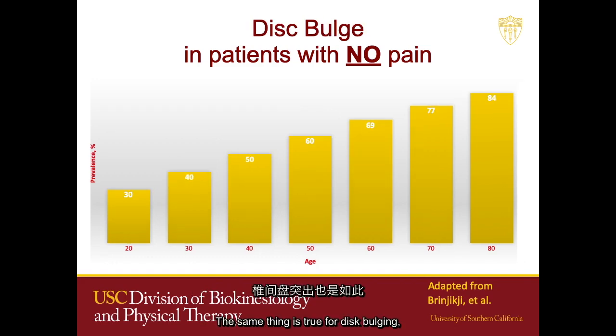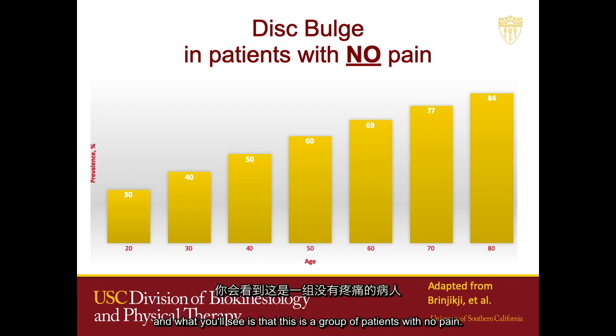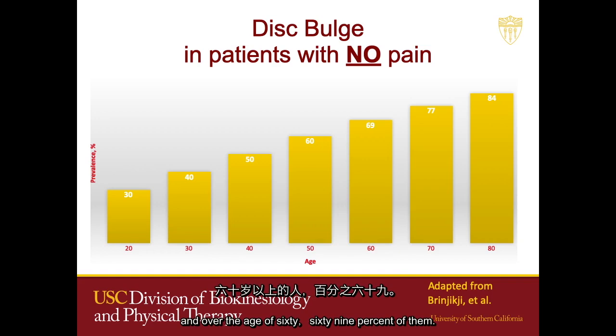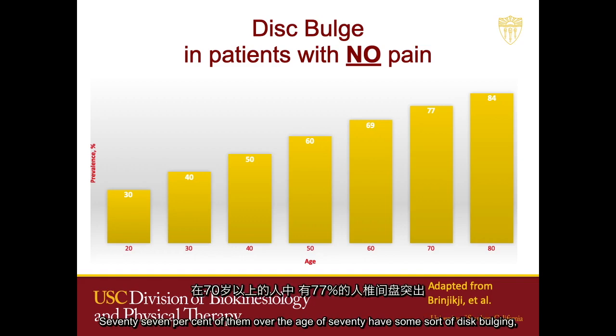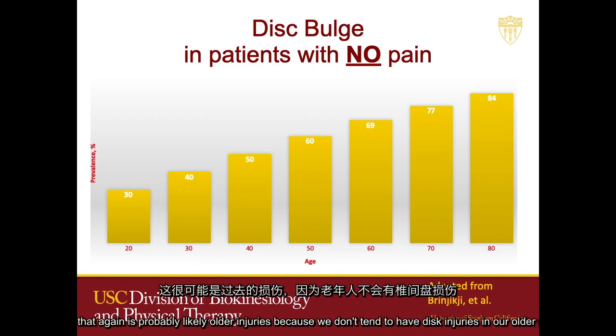The same thing is true for disc bulging. So you're going to hear about disc herniation, disc bulging, and what you'll see is that this is a group of patients with no pain, and over the age of 60, 69% of them have some sort of disc bulging. 77% of them over the age of 70 have some sort of disc bulging. And that, again, is probably likely older injuries, because we don't tend to have disc injuries in our older age.